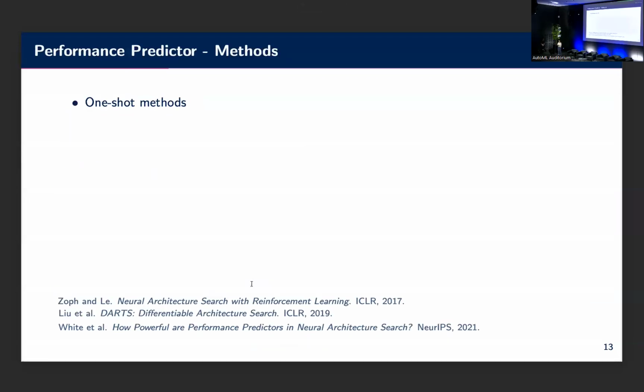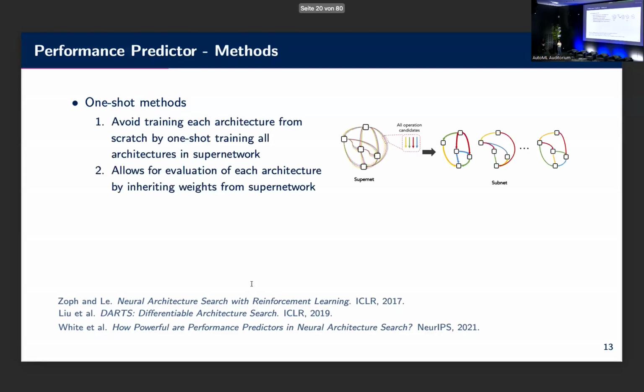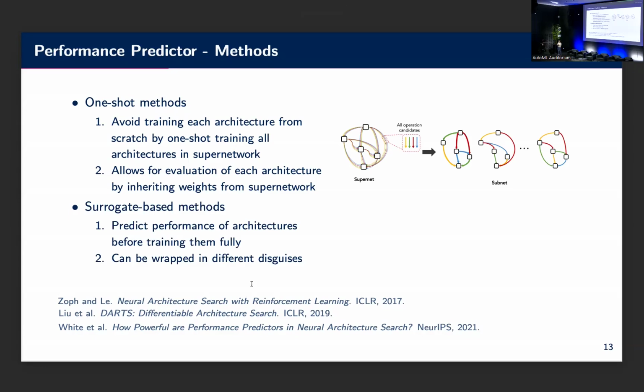So we have also already seen these methods. One of those are one-shot methods, which we also already saw in Aaron's talk, or on Monday from Martin, and surrogate-based methods. So I will just skip the one-shot method part. I think we all know the idea. We have the supernetwork, we extract the subnetworks with the inherited weights, and therefore can evaluate each subnetwork. The surrogate-based methods have exactly the idea of being the performance prediction method. We predict the performance of an architecture and don't train it fully, and these can be wrapped in different disguises.